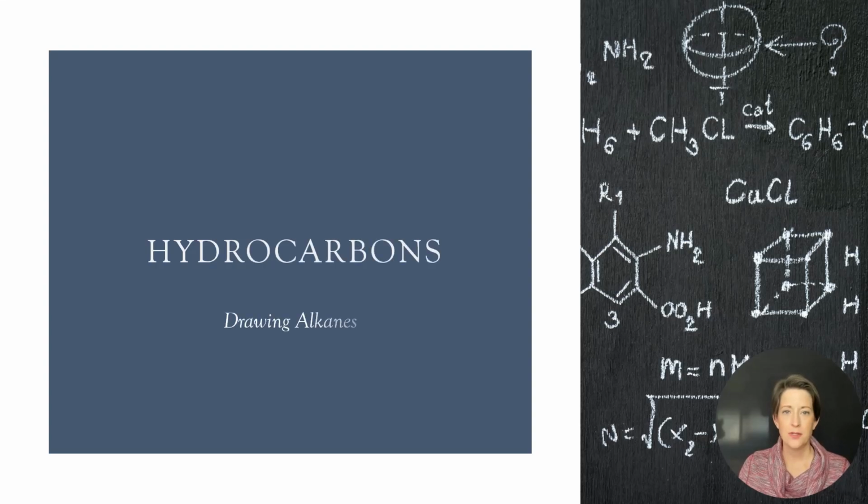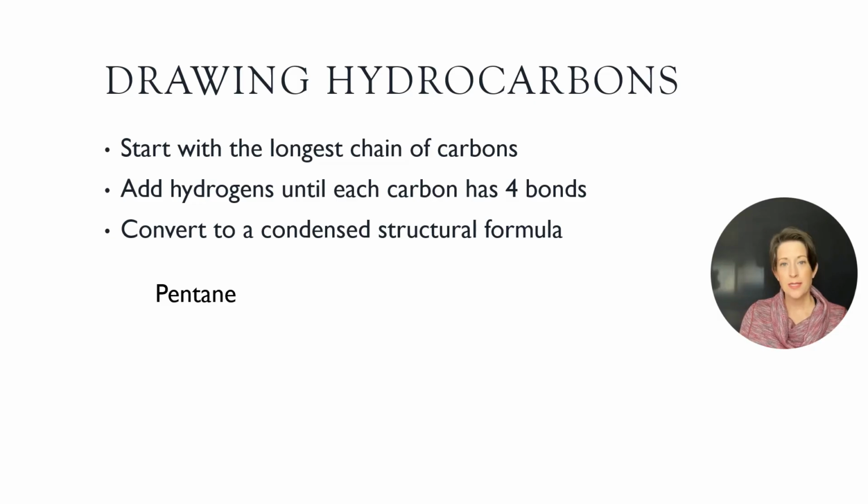We have looked at how to go from a structure to the name. Now we're going to go from the name to the structure. The process of drawing a structure from the name is very similar to when we went from the structure to the name. We want to identify that parent name, pent. That tells us how many carbons we are going to have. So I am going to write out 5 carbons.